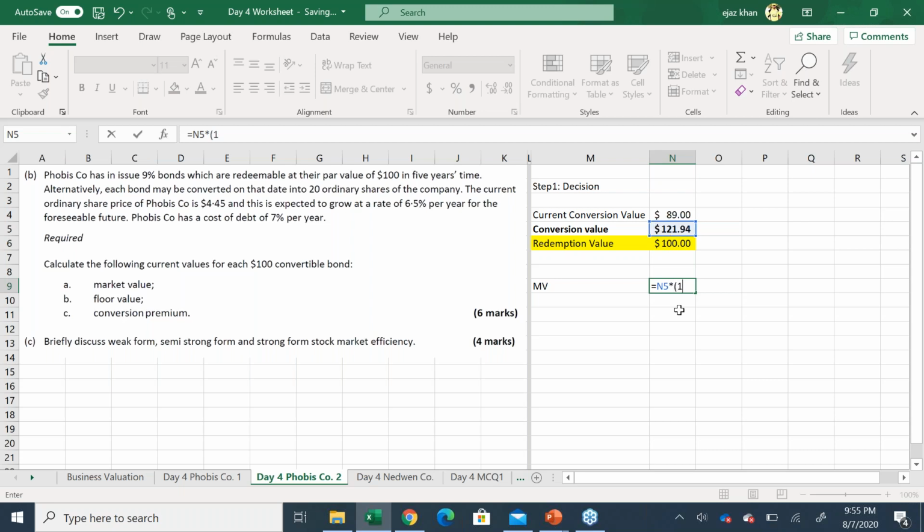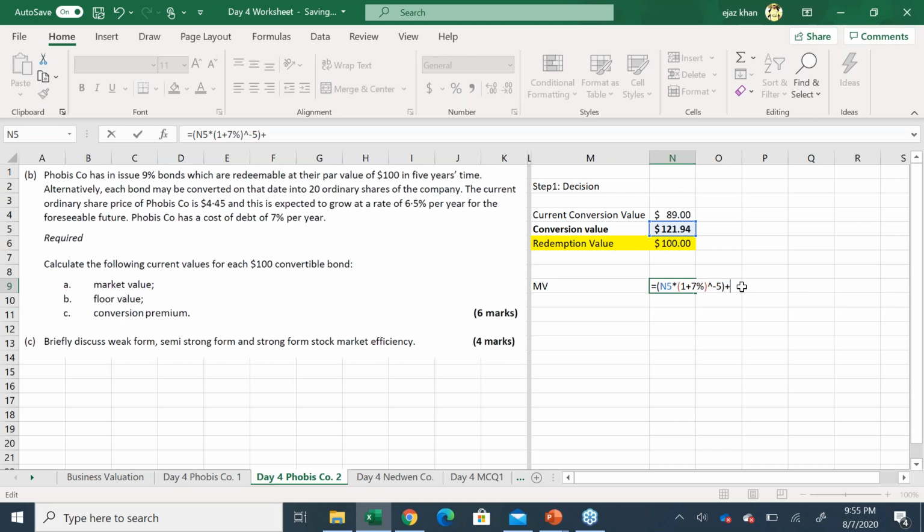So 1 plus 7% raised to the power minus 5. So I don't need to see it from anywhere else. This is what we can do with the Excel. So this will give us the present value of the conversion value. But this is not the only thing that the investor is going to get. He's also going to get interest payments for 5 years.